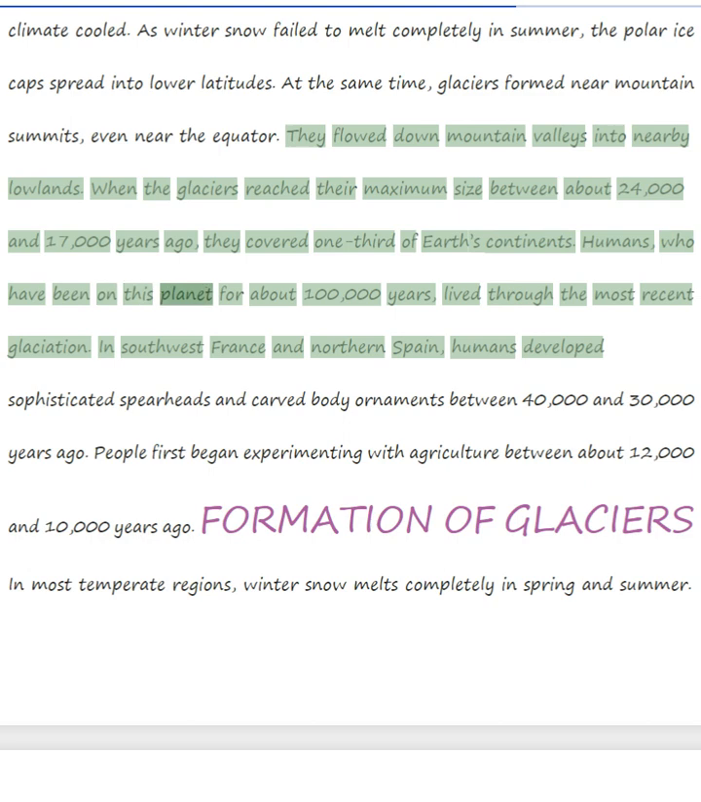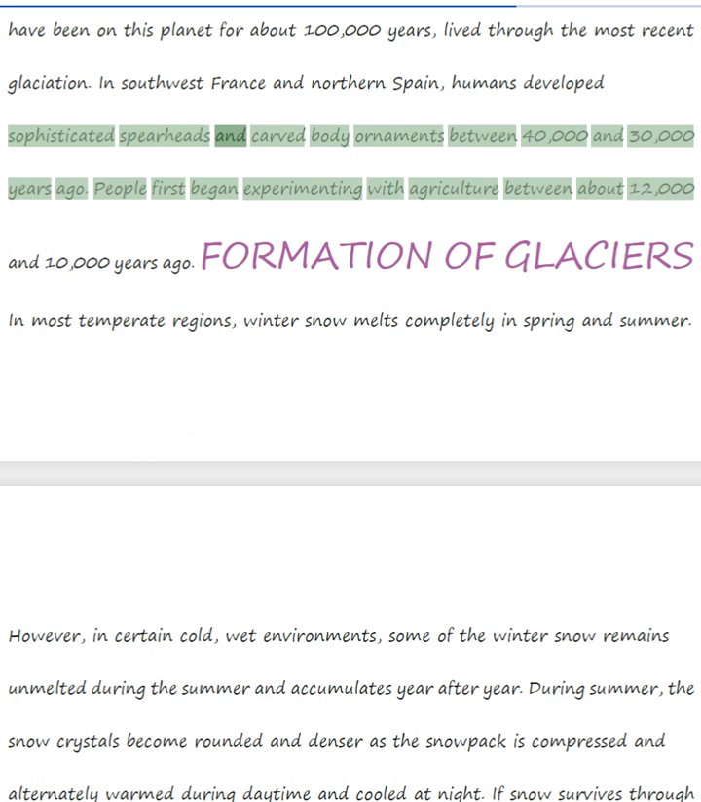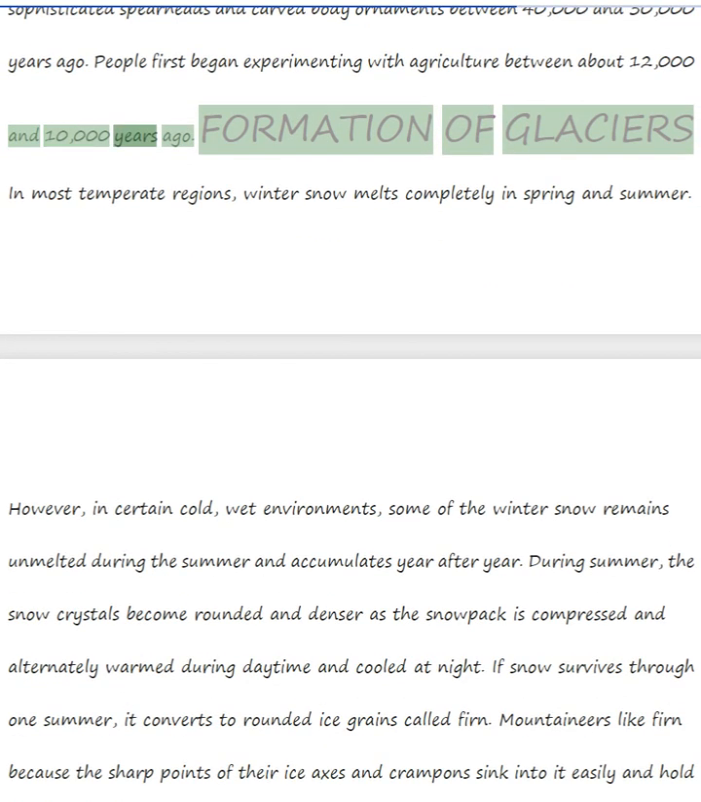Humans, who have been on this planet for about 100,000 years, lived through the most recent glaciation. In southwest France and northern Spain, humans developed sophisticated spearheads and carved body ornaments between 40,000 and 30,000 years ago. People first began experimenting with agriculture between about 12,000 and 10,000 years ago.